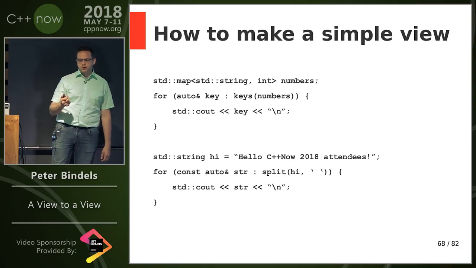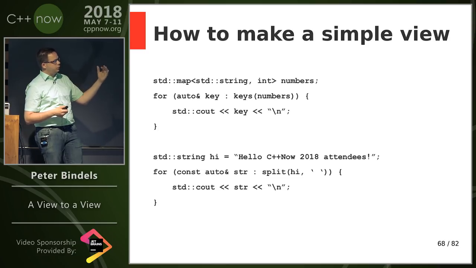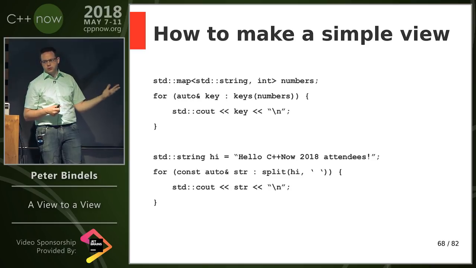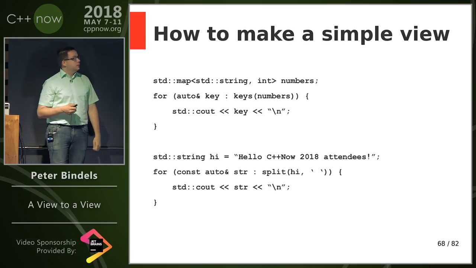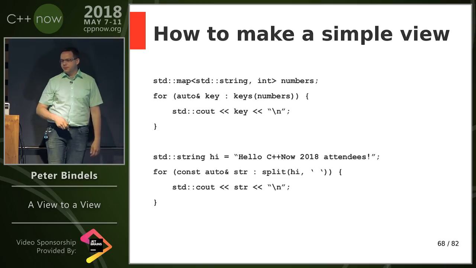And so the comment that Titus makes is that in this case, if numbers would be a temporary, then the view, the keys, would be stored in the range-based for loop, but the underlying storage for the R value would not be, and it would not be lifetime extended either according to any rule. And I would really like us to fix that. And Titus indicates he would really like us to fix that. I think it's wrong.